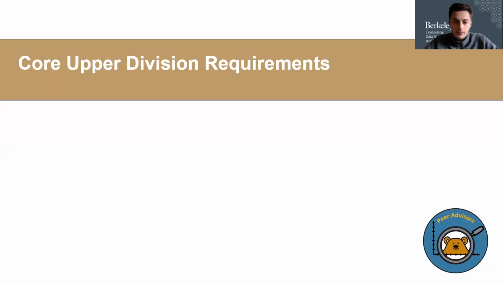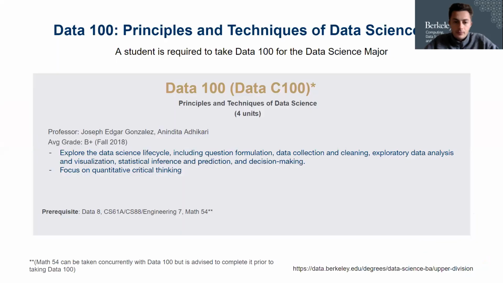Next slide. Core upper div requirements. The first core upper div requirement is Data 100, and every student is required to take it in order to complete the data science major. The professors may change next semester, but the average grade for the current professors is a B+. The prereqs are Data 8, either CS 61A, CS 88, or Engineering 7, and Math 54, which can be taken with Data 100, but is advised to be completed prior to taking the class.